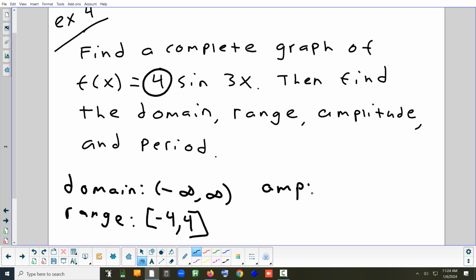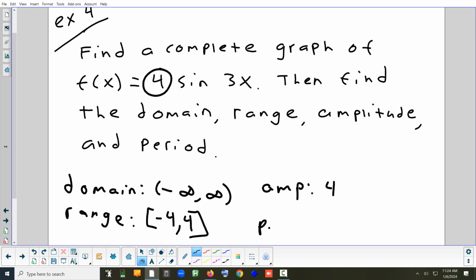Amplitude, that's something we talked about yesterday. What's the amplitude of this? The 3 doesn't have anything to do with the amplitude because that's a horizontal thing. 3 is a horizontal number. Yeah. 4. The amplitude is 4. Yes. Remember, the amplitude is the absolute value of the number in front.